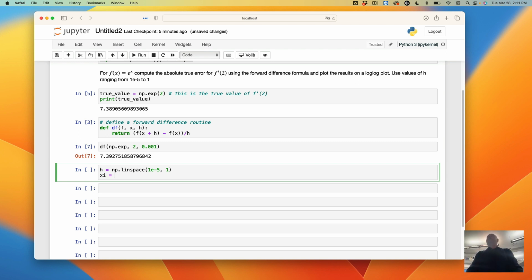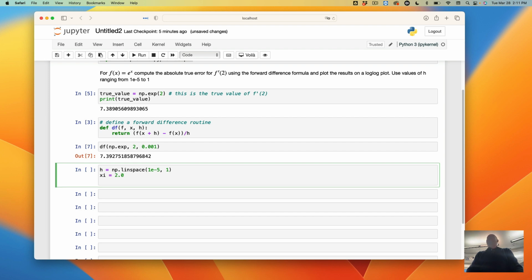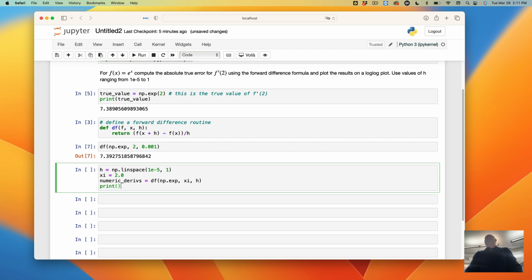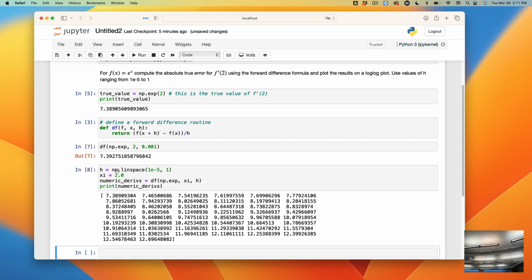xi is 2. Okay, and then numeric derivatives, say, is simply applying df, the exponential at point xi, and with all those spacings h. Okay. So what does numeric derivatives contain? It contains all the numerical derivatives evaluated at all of those different values of h. Okay?